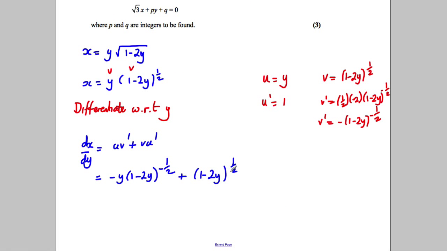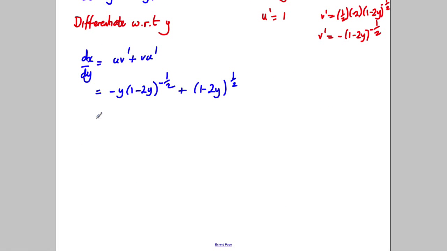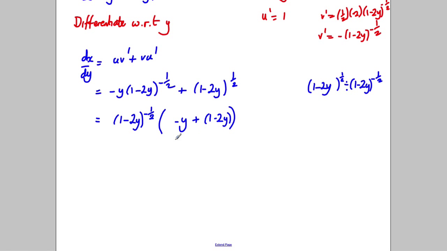Okay, now we're asked to show that the following is true, so we better do some simplification here. Firstly, I would factorize out the (1 subtract 2y) to the negative a half. What would I be left with here? Well, I'd be left with a negative y. And what would I be left with here? Well, I'd be left with (1 subtract 2y) to the half divided by (1 subtract 2y) to the negative a half. Divide by means I subtract the powers, so subtracting a negative is like adding. I'd be left with 1 subtract 2y to the power 1, so I'd be left with 1 subtract 2y here, and this would end up coming out to 1 subtract 3y.